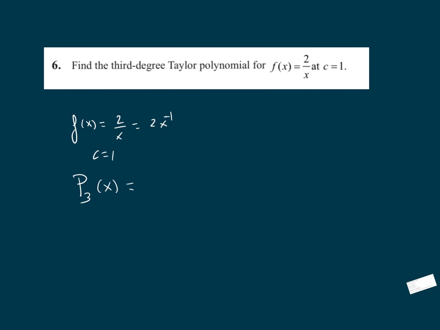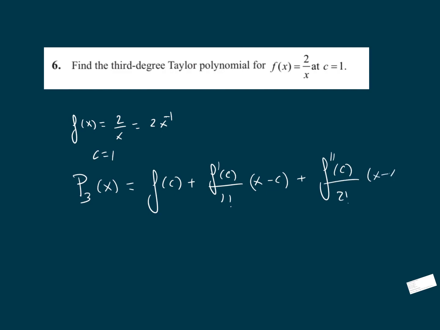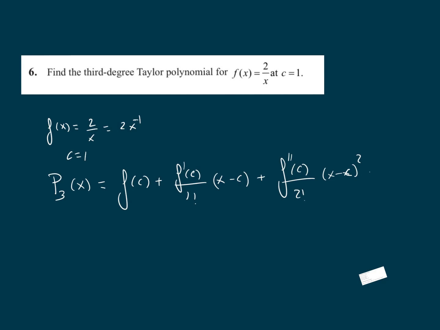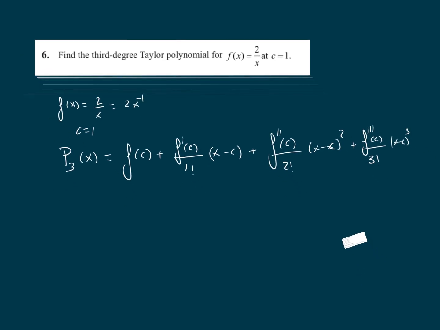The Taylor polynomial is f of c plus f prime of c divided by 1 factorial multiplied by x minus c, plus f second of c divided by 2 factorial multiplied by x minus c squared, and say the third degree. So the third degree is f third of c, this is a number, divided by 3 factorial times x minus c cubed. Okay, this is the Taylor polynomial that is centered at c.